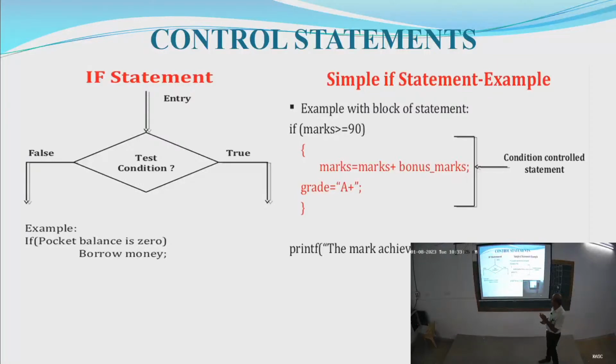This is the general format or syntax for the if statement. That is the test condition. If the given condition is true, it will execute a set of statements. If it is false, it will execute the false part of the program. The example is a chunk of a program. If marks is greater than or equal to 90, the condition is true, and it will execute marks equal to marks plus bonus mark and grade equal to A, and the achieved mark will be printed here. Otherwise, the control goes to the next executable part.